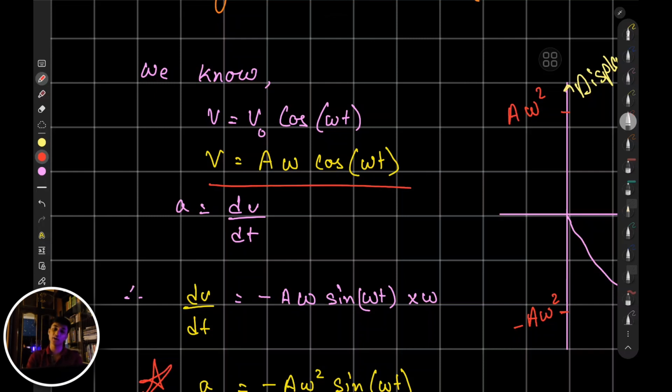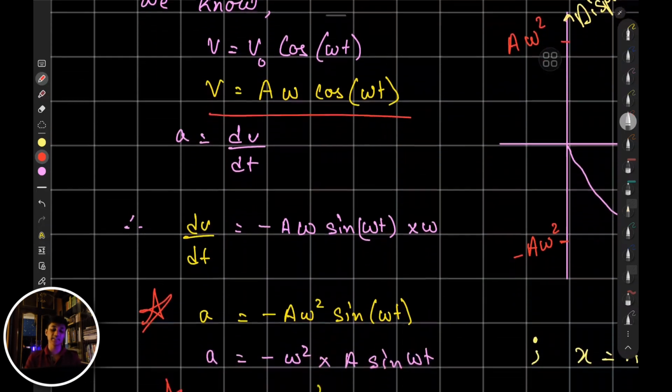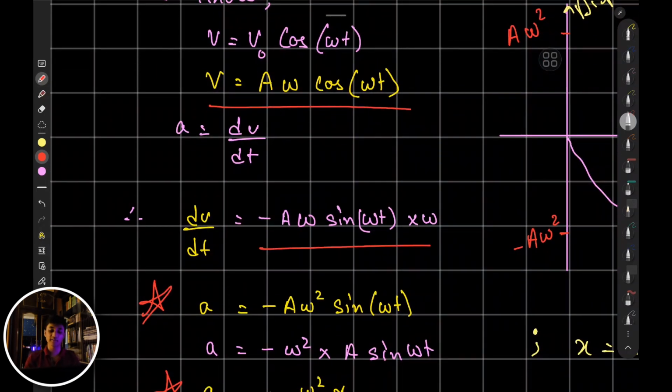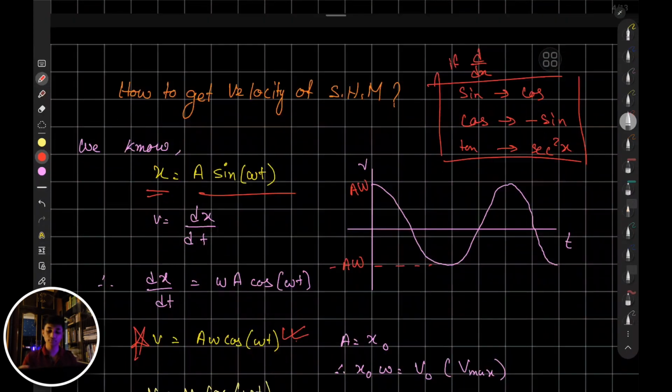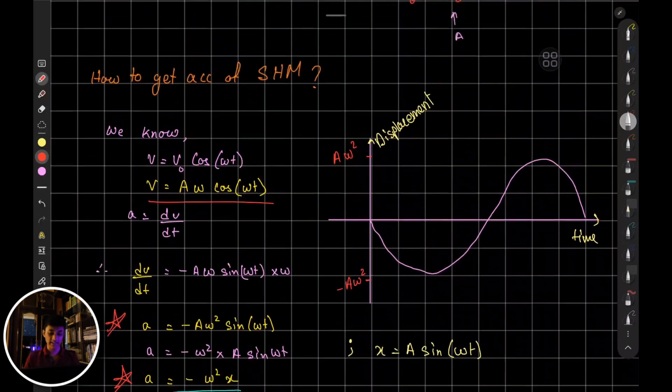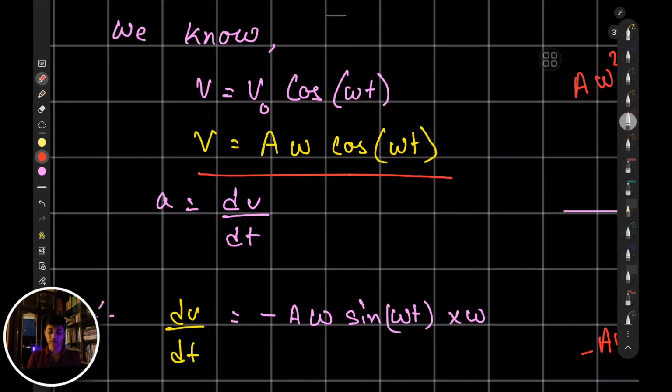This is your equation for velocity. What do you do now? Take the derivative, dv by dt, and you take the derivative on this side. So as mentioned above, cos becomes minus sine. Great. So cos will become minus sine. The minus is right in front.